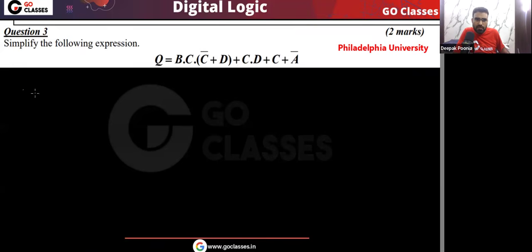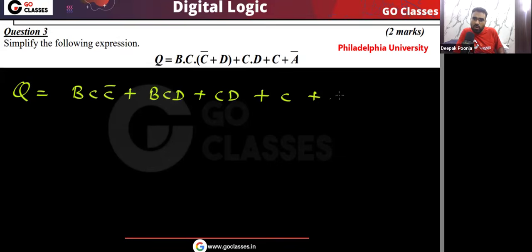So let's solve it. Very simple. This is Q equal to, you can multiply this inside. So actually you will get B C C bar, or B C D, or C D, or C, or A bar. Now notice this will become 0, because C C bar will be 0, and B times 0 will be 0. So here this is going to become 0.